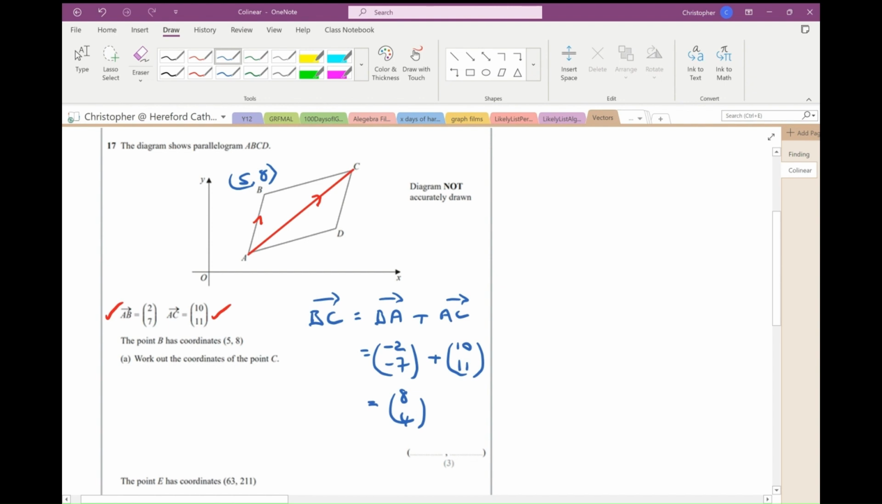So what are the coordinates of C? Well, the coordinates of C are going to be the coordinates of B plus the vector (8, 4), which is going to give me coordinates of (13, 12). So point C here is (13, 12). And that is part A.